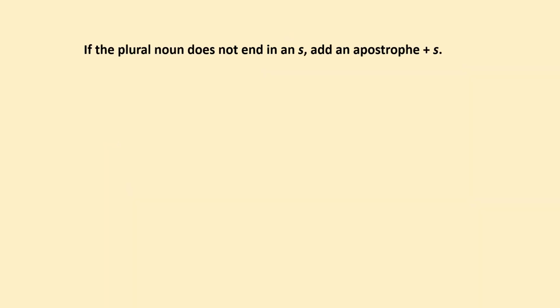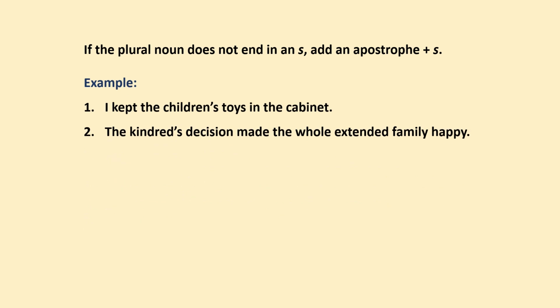If the plural noun does not end in an S, add an apostrophe plus S. So now in the previous examples we discussed, those monosyllabic and multisyllabic plural nouns, they ended with an S and we put only an apostrophe after the last letter. But now, if the plural noun does not end in an S, we should add an S after the apostrophe. So let's look at these examples.